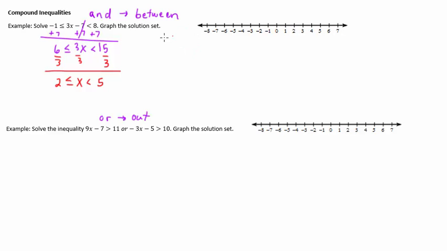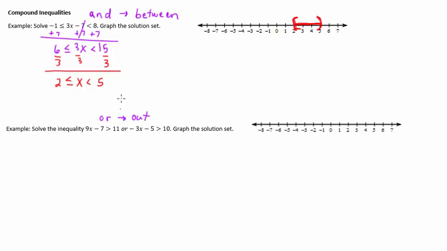Now, to me, since we know it's an "and", if I read this, what it's saying is that x is between 2 and 5. And so at 2, I would have a bracket for equal to, or a closed dot, depending on your teacher. At 5, I would have a parenthesis or an open dot, because it's not equal to. And then I'm saying x has to be some number in between. So I shade in between.